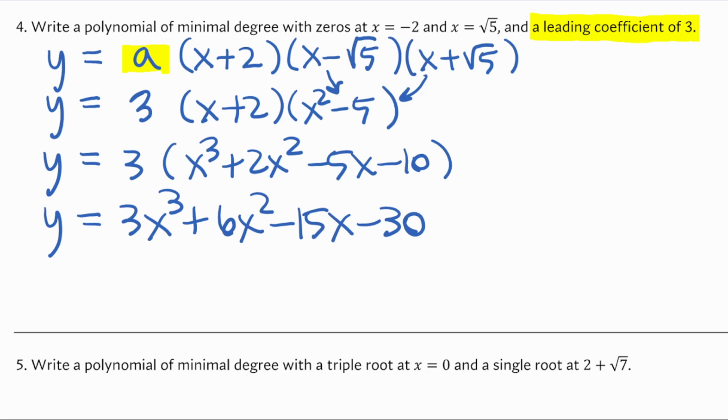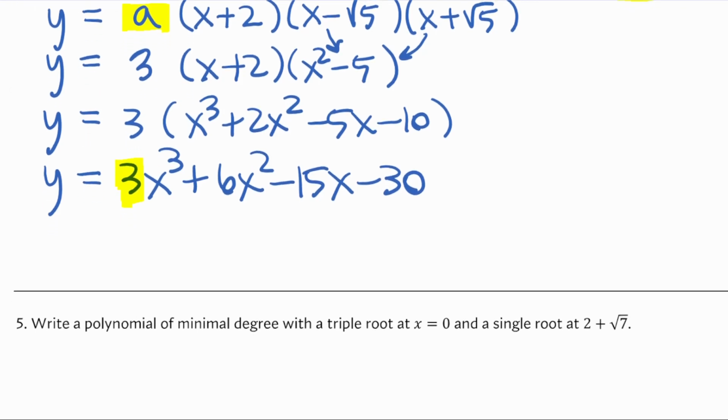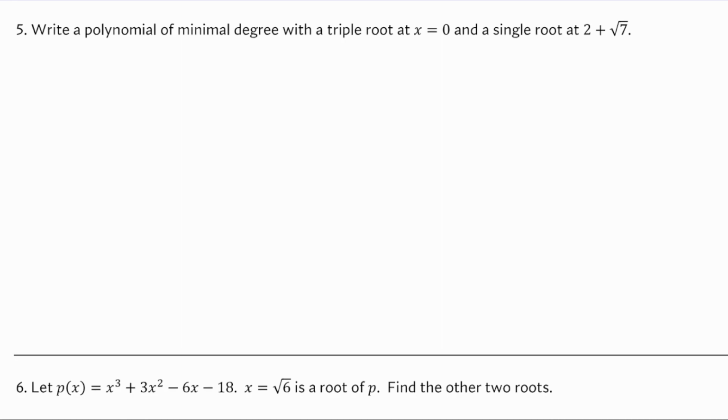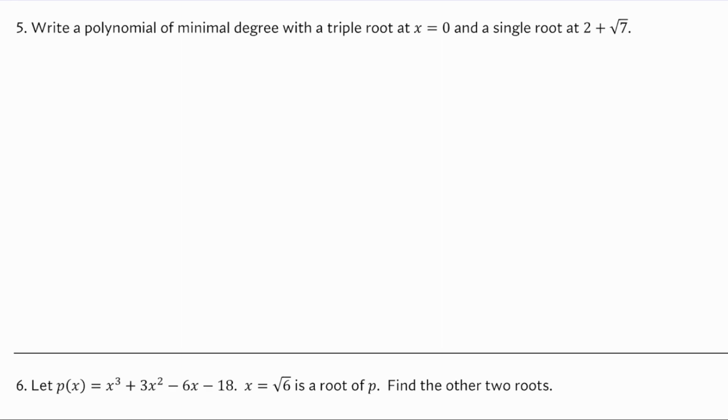And I'll have a standard form polynomial with rational coefficients with given zeros and a leading coefficient of 3. So notice how that worked. All right. Now we're going to write a polynomial of minimal degree with a triple root at x equals 0 and a single root at x equals 2 plus square root of 7. Again, polynomial standard form, rational coefficients.